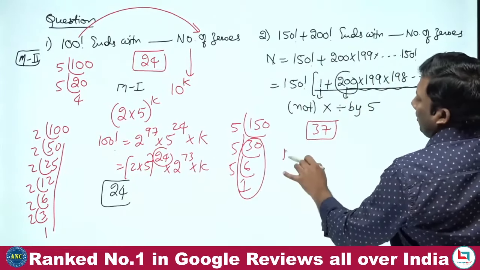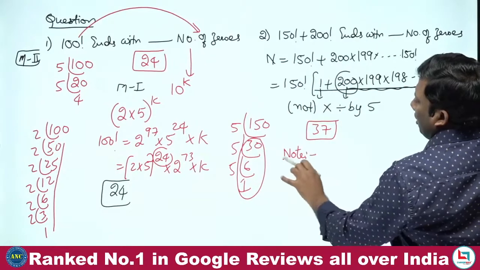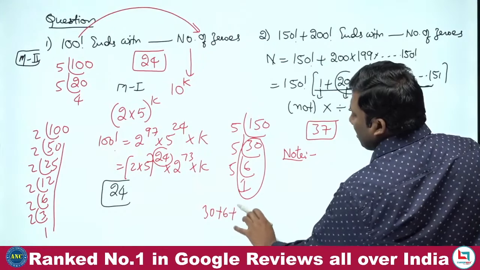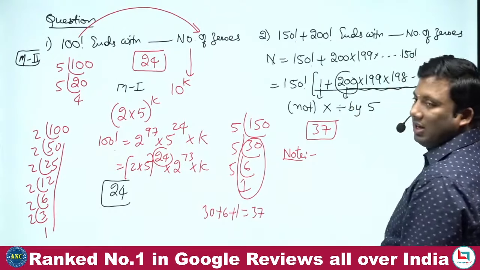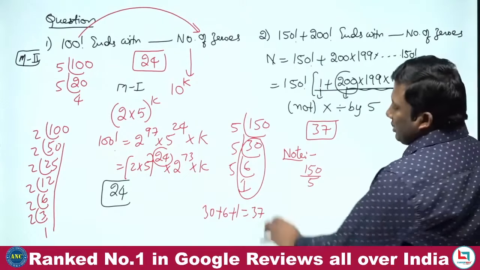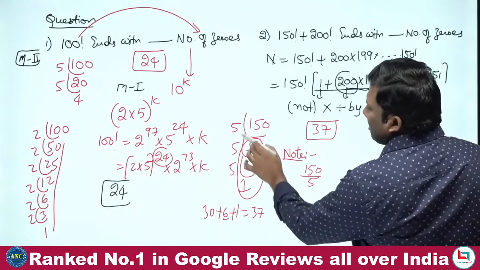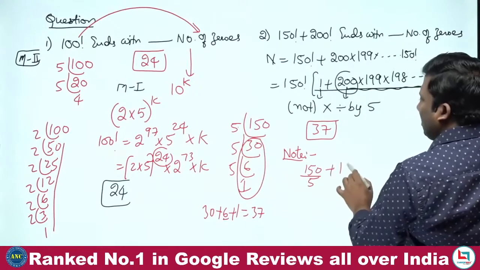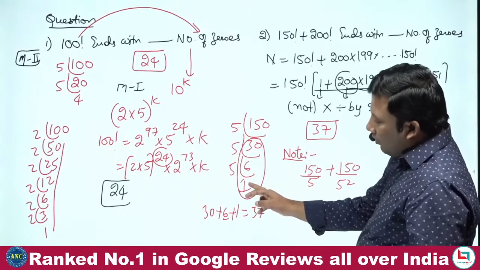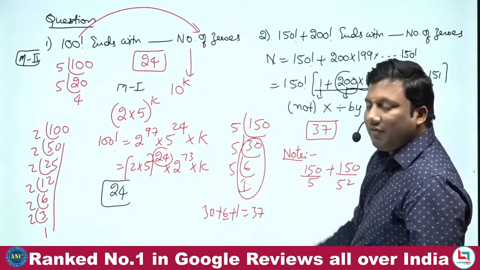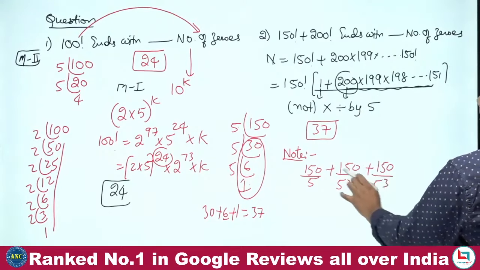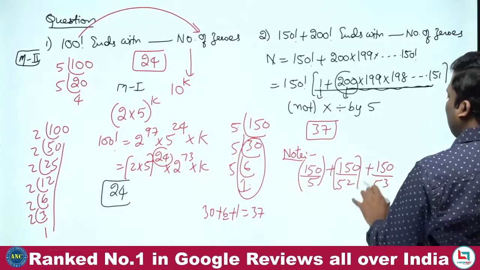Now, important note. What is the number of zeros I got? 30 plus 6 plus 1, which is 37. So what is 30? First I divided 150 by 5. Yes or no? Next, from where did I get 6? I divided by 5 fives are 25, that is 150 by 5 square. Are you all with me? Next it is 1: 5 fives are 25, 25 fives are 125. Next I divided 150 by 5 cube. Whatever quotient I got, I wrote it.